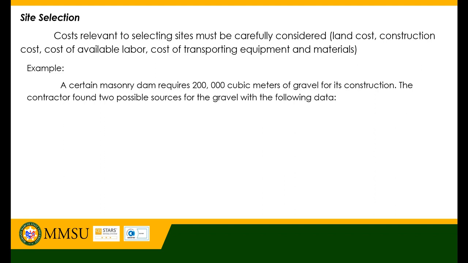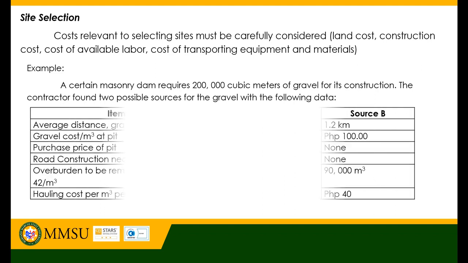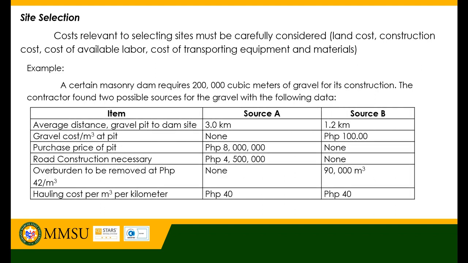Okay, a certain masonry dam requires 200,000 cubic meters of gravel for its construction. Wow, laki no? Ang dami. 200,000 cubic meters of gravel for its construction. The contractor found two possible sources for the gravel with the following data. So meron tayong dalawang sources ng gravel. Okay? Source A, source B.